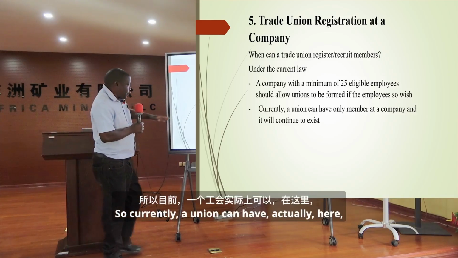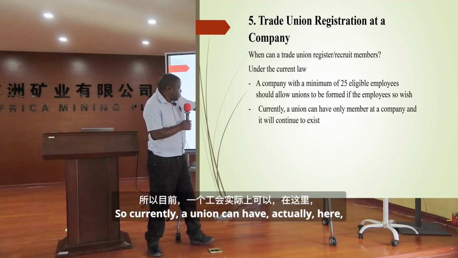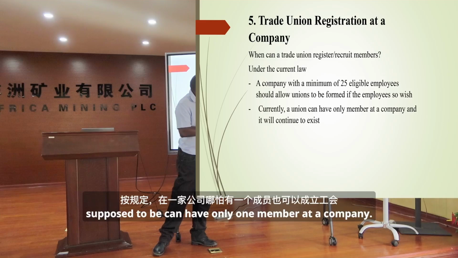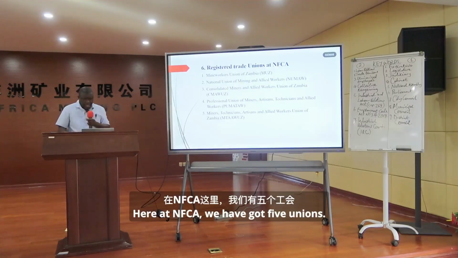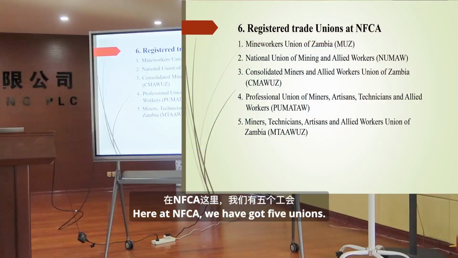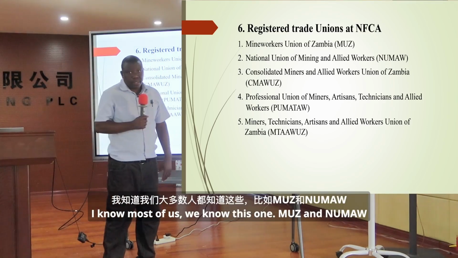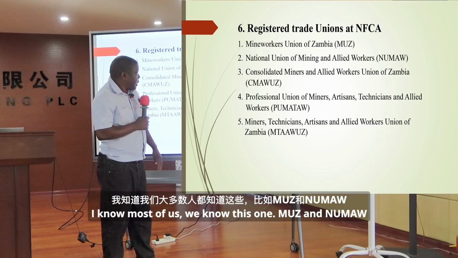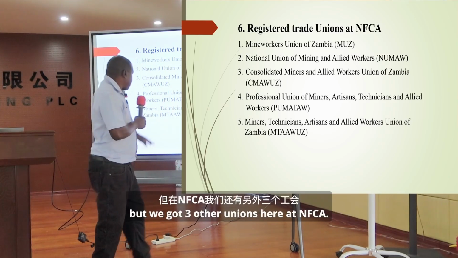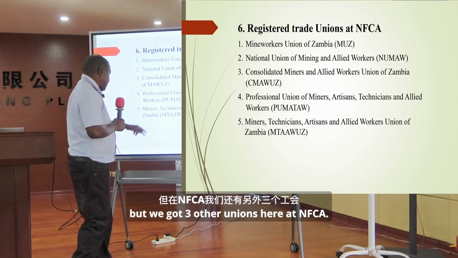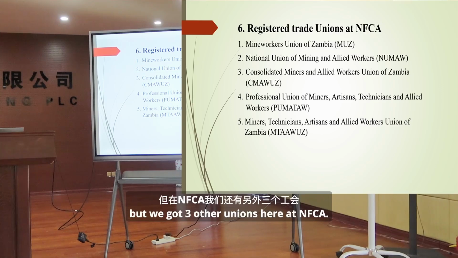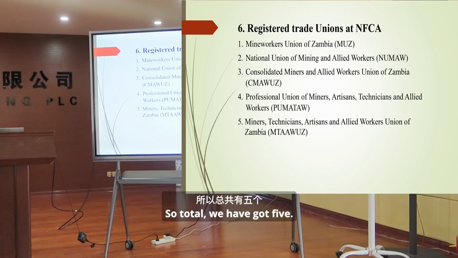Currently, a union can have even only one member at a company. Here at NFCA, we have 5 unions. I know most of us know this one, MUZ, MUZ, and New Mau. But we have 3 other unions here at NFCA. So in total, we have 5.